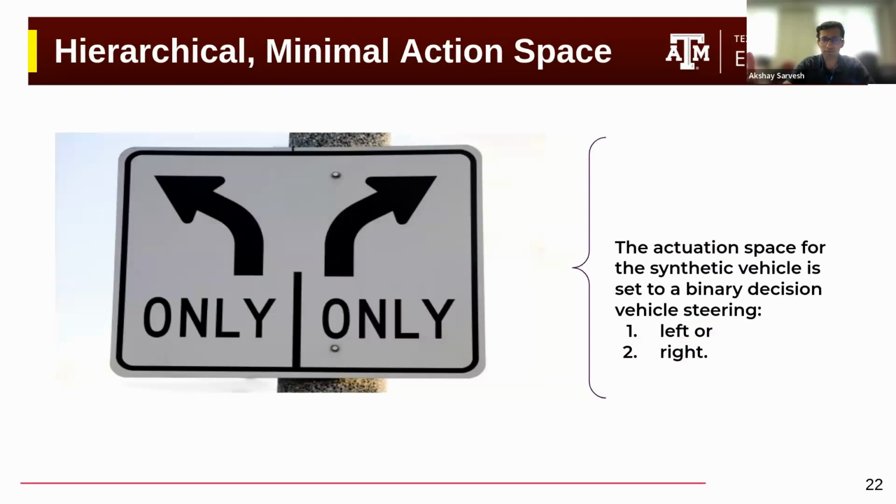And finally, let me talk a bit about the hierarchical minimal action space. The actuation space of the synthetic vehicle, like I said, is set to a binary decision. It's either left or right in a 2D context, and we choose left for arbitrarily breaking ties.